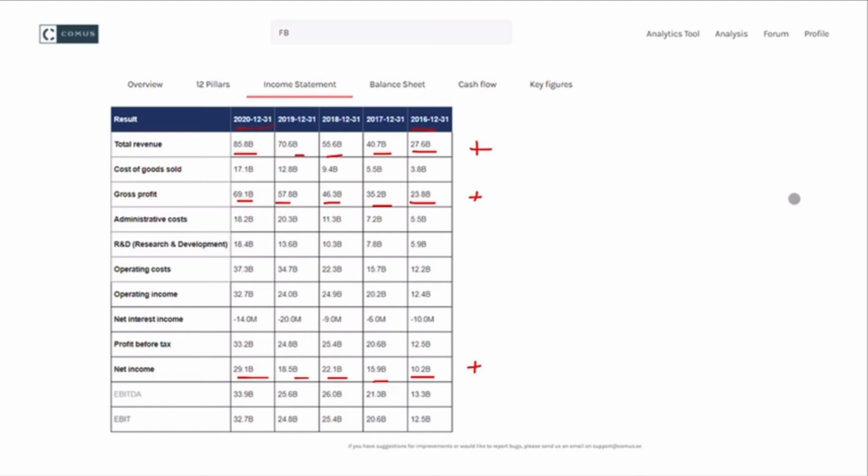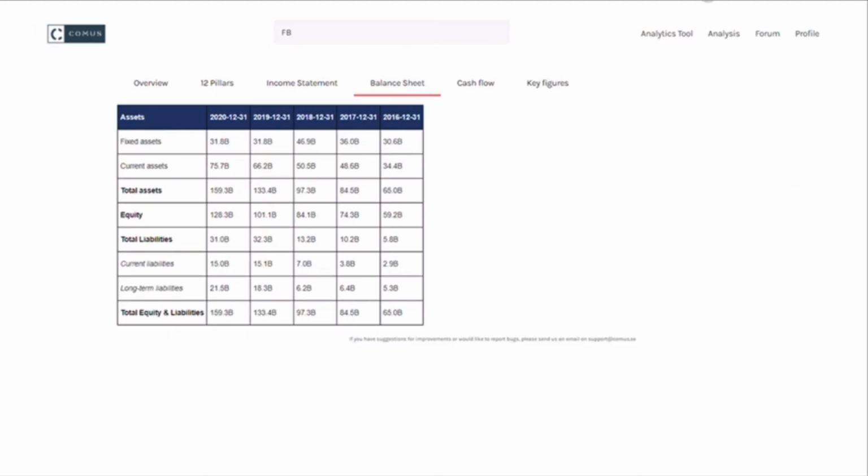Next thing we're going to take a look at is the balance sheet, and what we are interested in is the current assets versus the current liabilities. Basically it tells us that the company has enough current assets to pay off their current liabilities, but in this case they are even able to pay off their long-term liabilities and still have a lot of current assets on hand. So that is a major plus. Great work by the team.